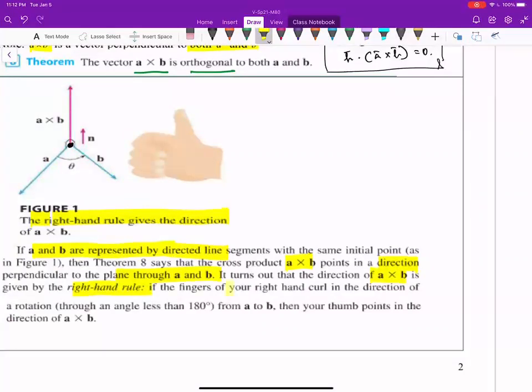If the fingers of your right hand curl in the direction of rotation through an angle less than 180 degrees from A to B, then your thumb must point in the direction of A cross B. Look at this figure. The fingers curl from A to B through a rotation less than 180 degrees. Then the thumb points in the direction perpendicular to the plane containing the vectors A and B.